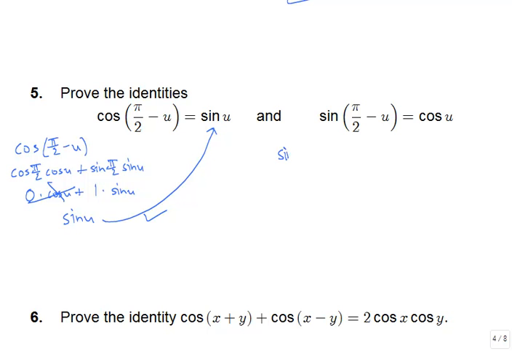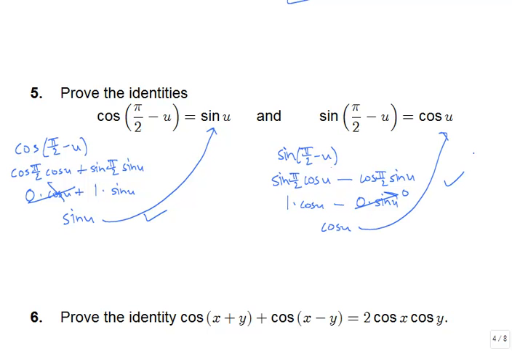Let's try it for sine. Same idea, but this time we're going to apply the difference formula for sine. So it's sine of the first angle, cosine of the second, minus, use the same sign, minus cosine of the first angle, sine of the second. Remember, sine of 90 degrees is 1. Cosine of 90 degrees is 0. So this all goes to 0. 1 times cosine of u is cosine of u. So we got it.